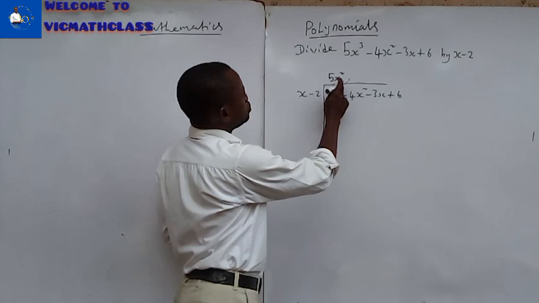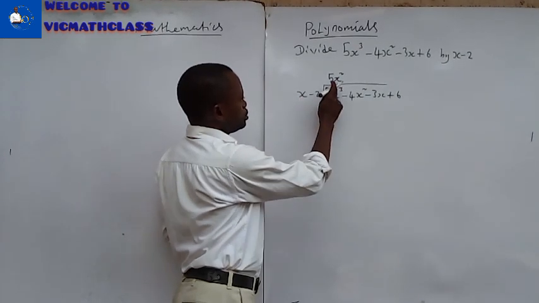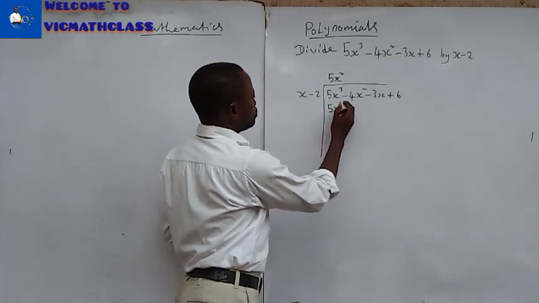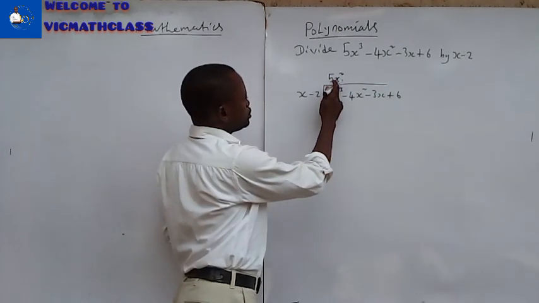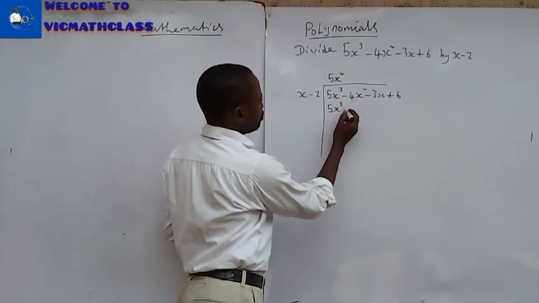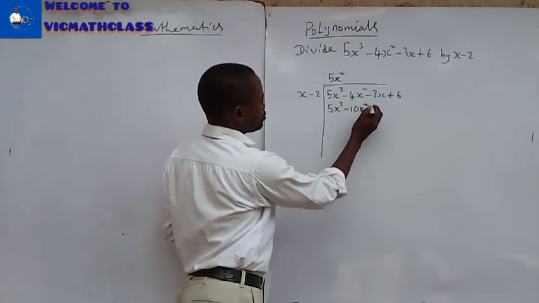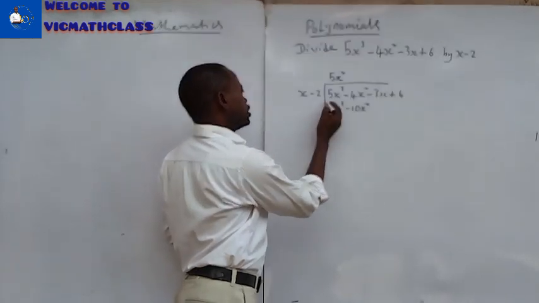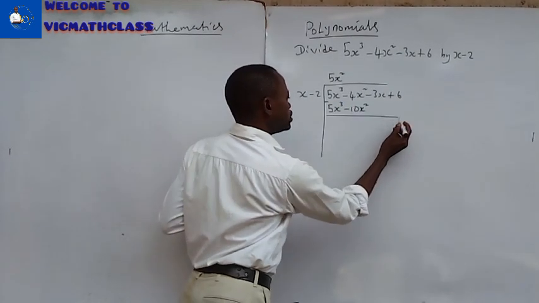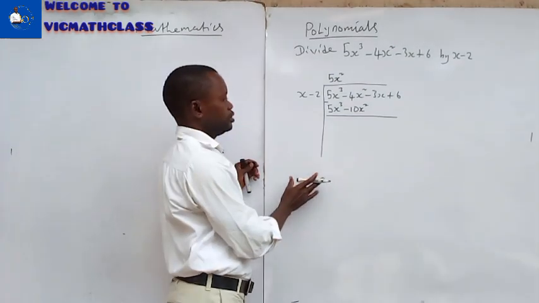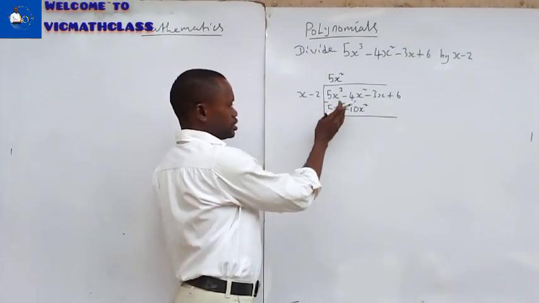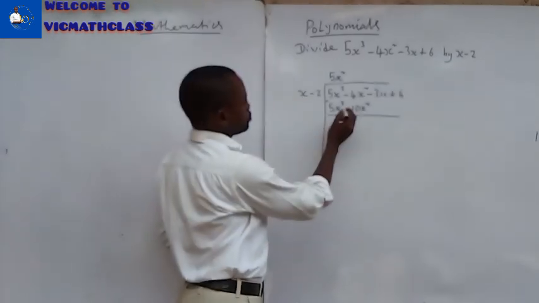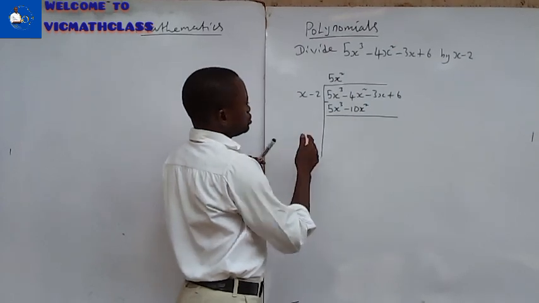So you use this and multiply this. This times this, that will be 5x raised to power 3. Then this times this, that will be minus 10x squared. This times this will give you this. All right, we subtract. You saw me do it when I was doing a demonstration. We take the difference. This minus this will go. That was 0.